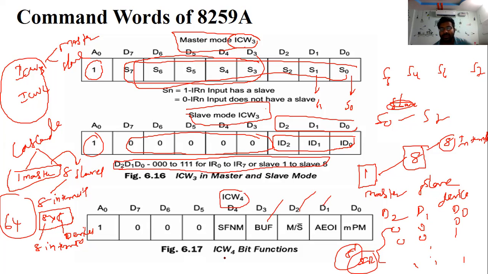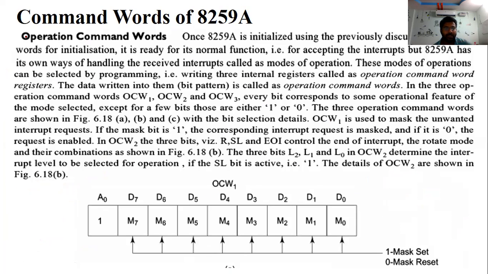So you see the different modes. Then the second type of command words is the operation command words. Once initialization is over, the 8259A is going to operate on those commands. So what are these operations? For that purpose we require different types of command words.